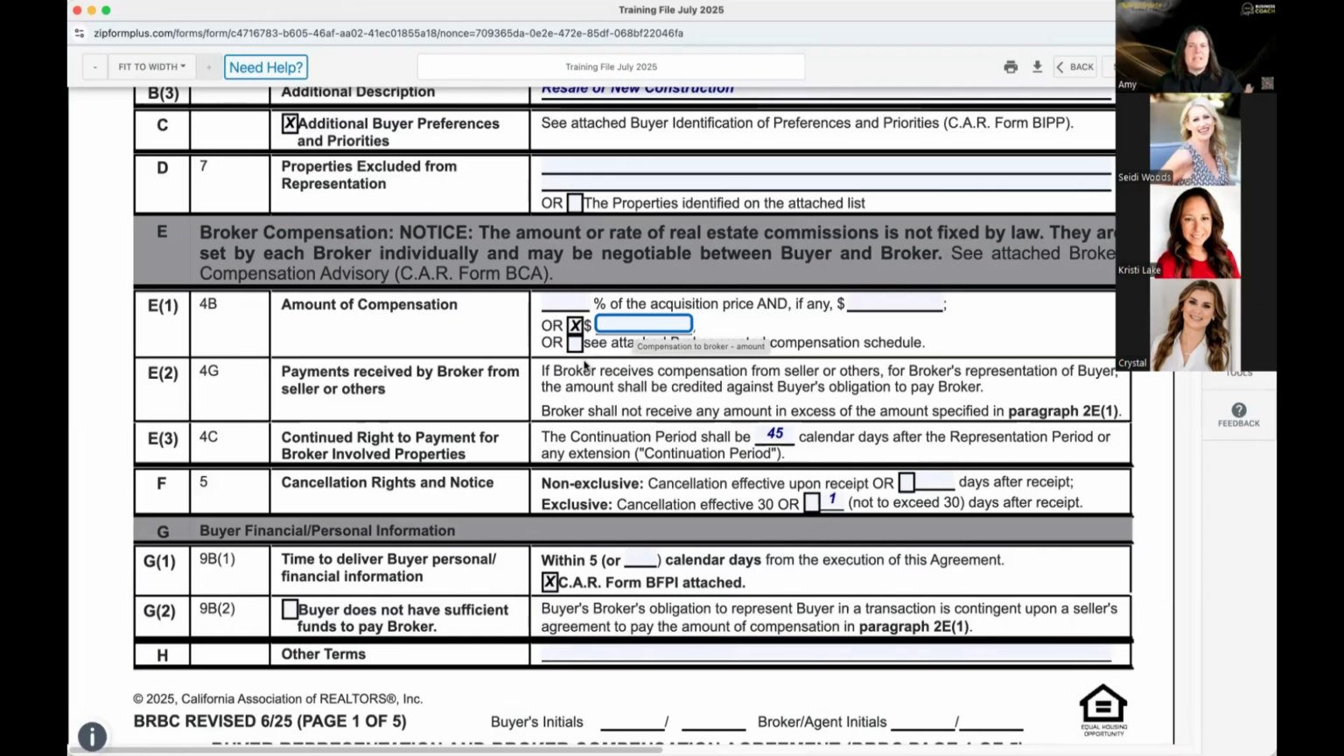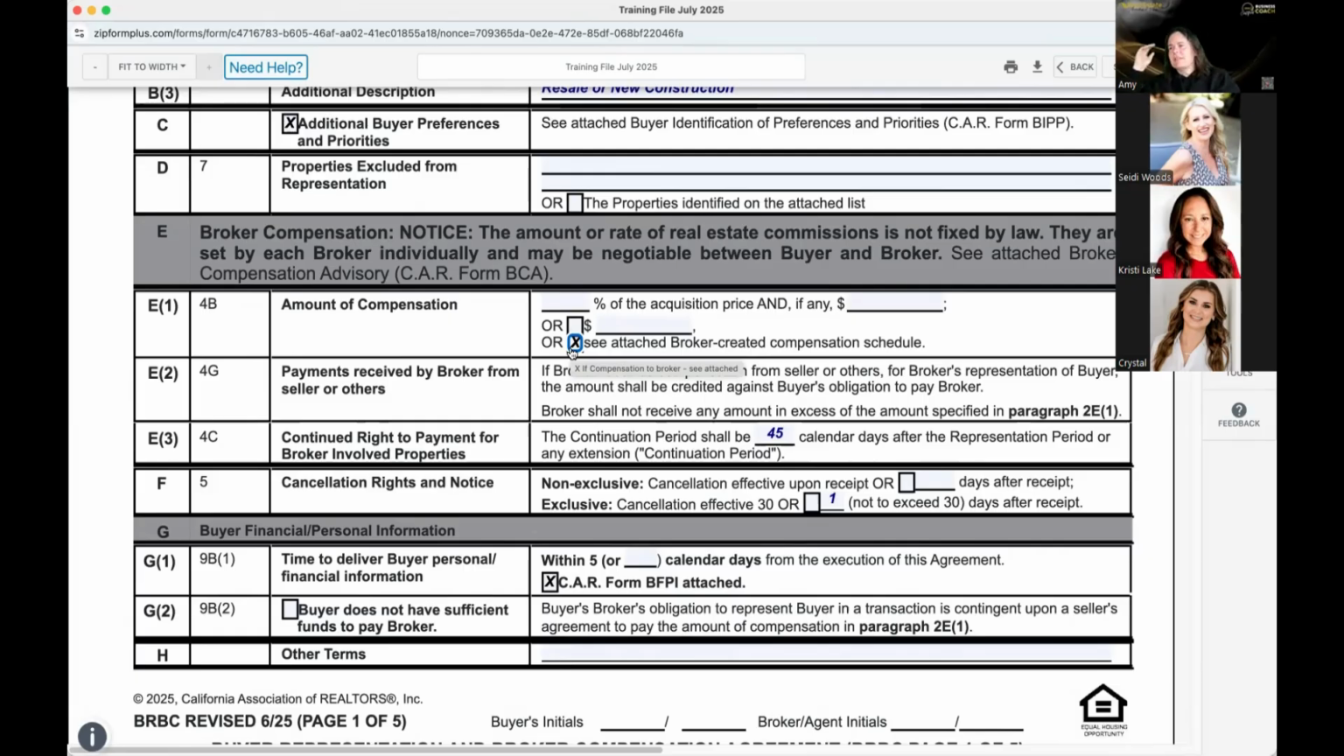So that's where we see that as much. Or you could do this box here, or a broker created compensation schedule. So maybe for price points, right? We could have this for all of our buyers. For price points, 0 to 300,000, it's a flat rate.